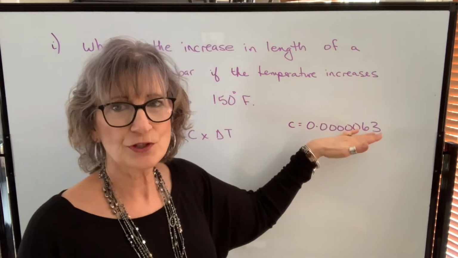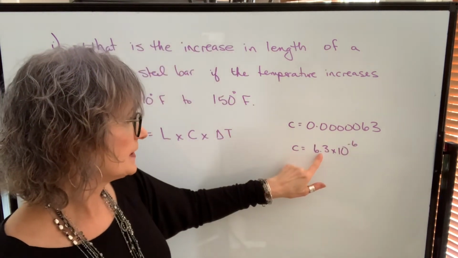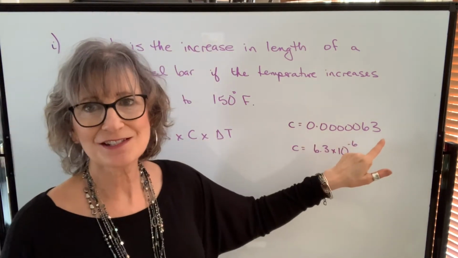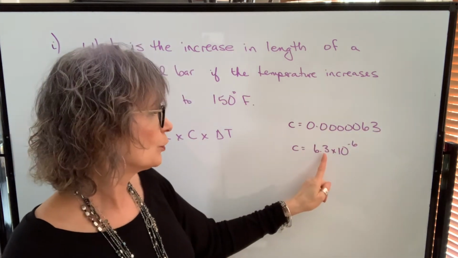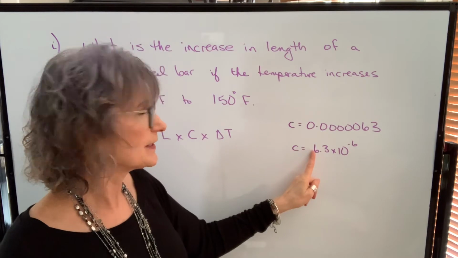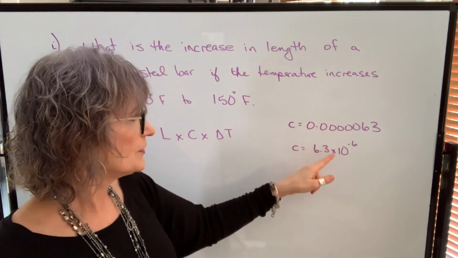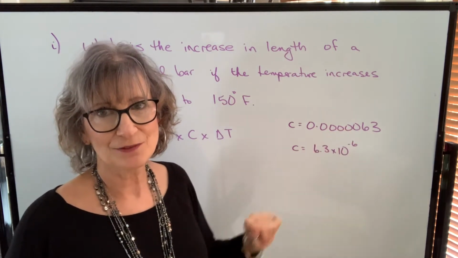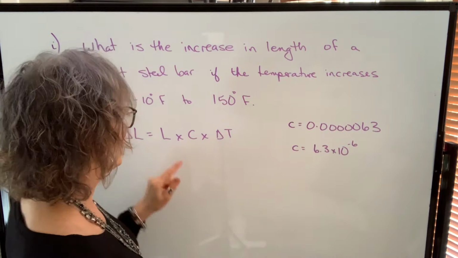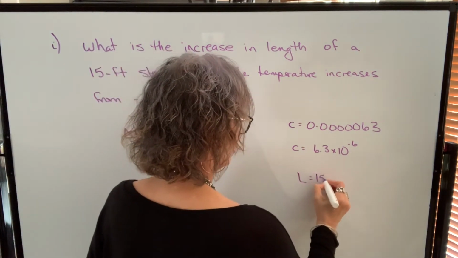You may see a coefficient of expansion written in scientific notation. So if you see 6.3 times 10 to the -6, to change it to a regular number that you can easily put into your calculator, you're just going to move your decimal point 6 places to the left. So you'd move it 1 and then have 5 zeros. So these are equivalent, so don't be thrown off if you see your coefficient written in scientific notation. I know my original length is 15 feet.